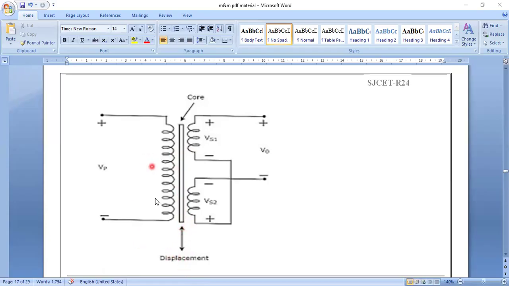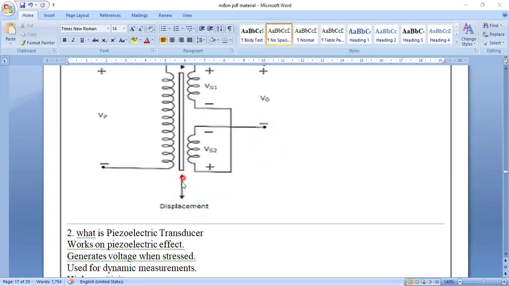Here you can see this is the core part which is going to measure this displacement. One primary coil, two secondary coils are connected here. This negative terminal is connected to this positive. From this we are taking negative, from this we are taking positive. We are controlling the voltage here, V naught. Whatever displacement is observed by this core will be given in the form of electrical signals as output here. So one core part is there which is going to read the displacement.